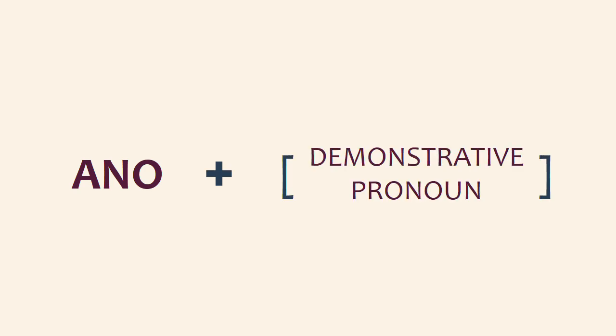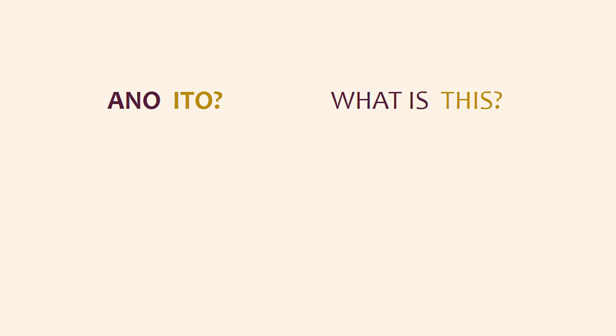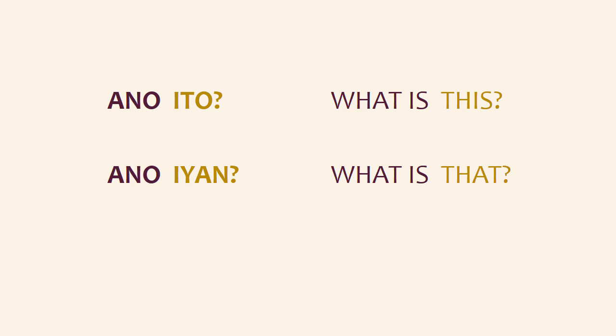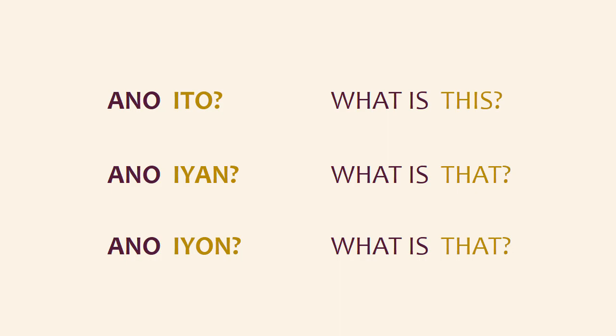If you're going to use ano with demonstrative pronouns like this and that, you simply say ano and then the Tagalog demonstrative pronoun. Halimbawa, ano ito? What is this? Ano iyan? What is that? Ano iyon? What is that? So yes, iyon and iyan are both that in English.